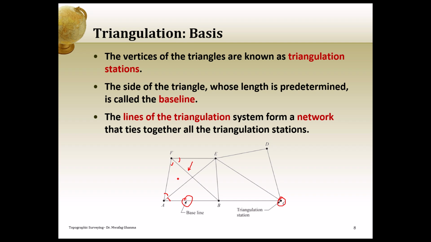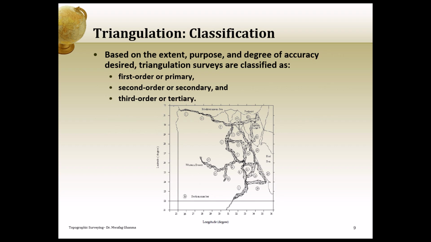The strength of the figure actually depends on the geometry of the locations of the points and the lines tying these points together. As with different surveying, either horizontal control or vertical control, we always work in levels of accuracy of the surveying. So it depends on the extent, the purpose, and the degree of accuracy. In surveying, we mostly have 3 orders. Classifications based on the accuracy: first order, second order, and the third order or tertiary order.